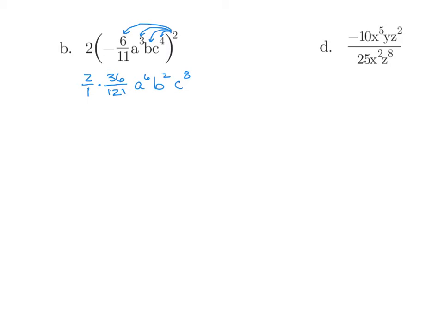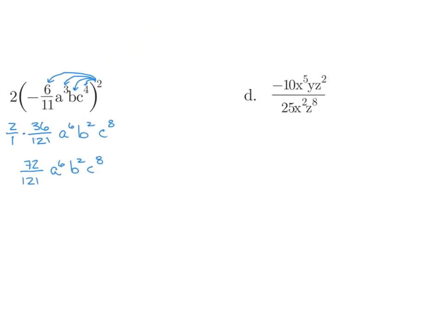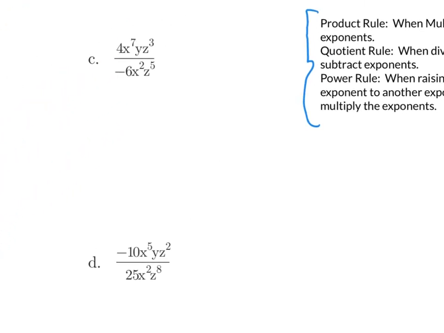Let's go ahead and bring in the 2 now. If we multiply by 2 over 1, we get 72 over 121. A to the 6th, b squared, c to the 8th. All right, that's example B, and that's our power rule.